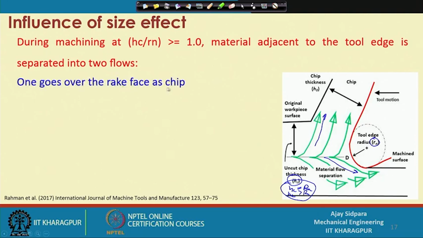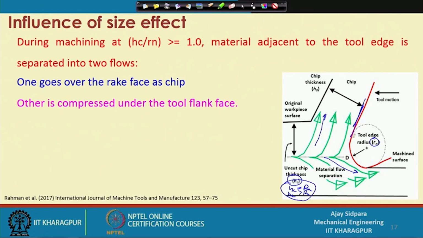Right. So, one goes over the rake face as a chip, and the other is compressed under the tool flank surface. So, this is the flank surface of the tool. So, let us see, this thing is the rake surface, and this one is the flank surface. Correct. So, this is what is happening in this case.